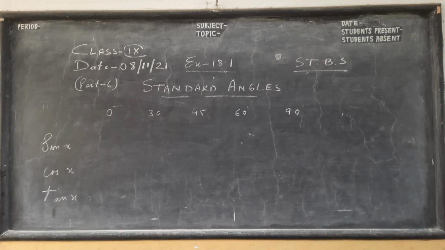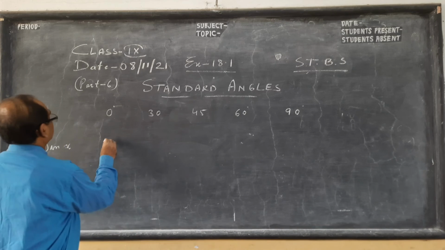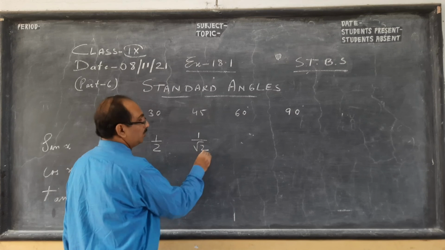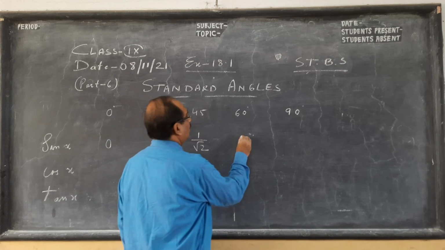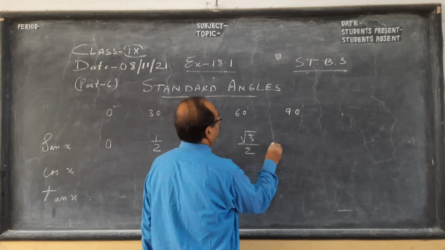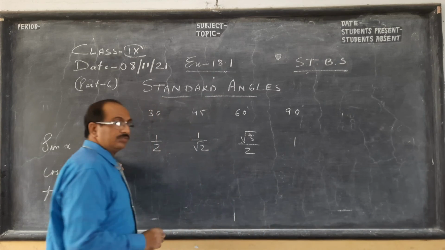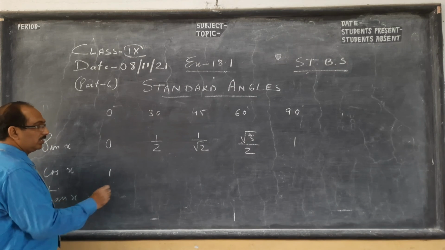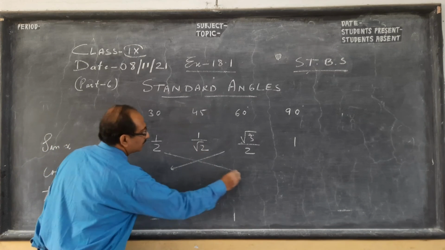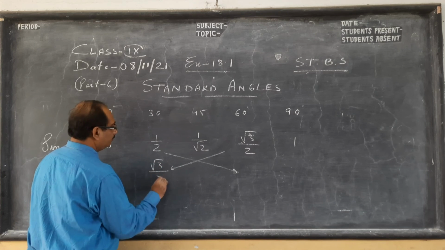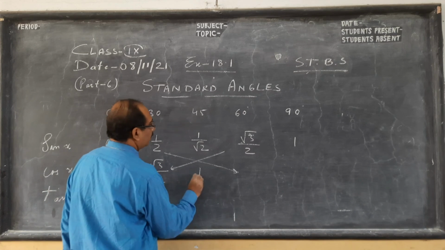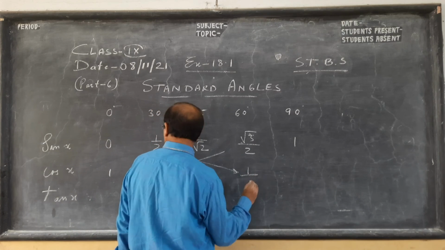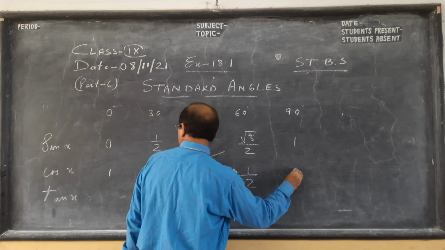So sine 0 is 0, sine 30 is half, sine 45 is 1 by root 2. You can remember like how I remember. Sine 60 is root 3 by 2, sine 90 is 1. Sine starts with 0, it goes to 1. Cos starts with 1, cos 0 is 1. So here you will see crisscross, this goes here. Cos 30 is root 3 by 2, cos 45 is same, 1 by root 2. This half comes here, cos 60 is half, cos 90 is 0.